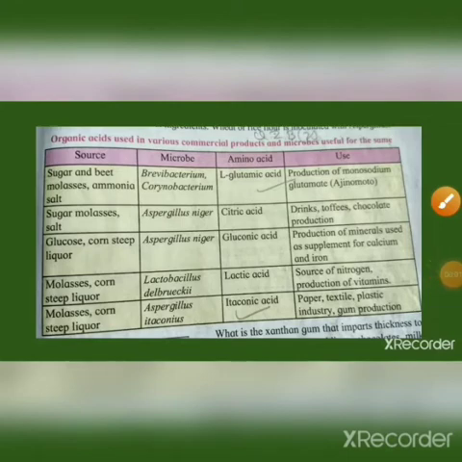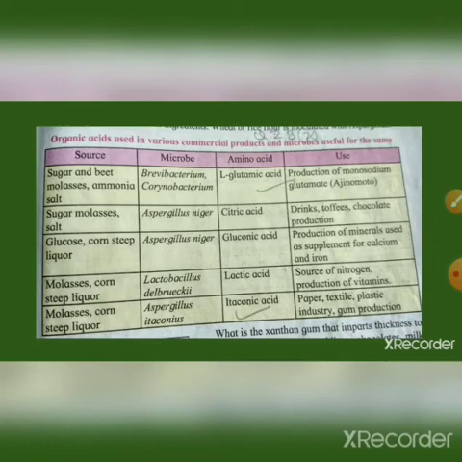Organic acids used in various commercial products and microbes useful for the same. The source here is sugar beet, molasses, ammonia, salt. The microbes here are Corynebacterium. The amino acid formed here is L-glutamic acid. The use is production of monosodium glutamate, that is Ajinomoto.